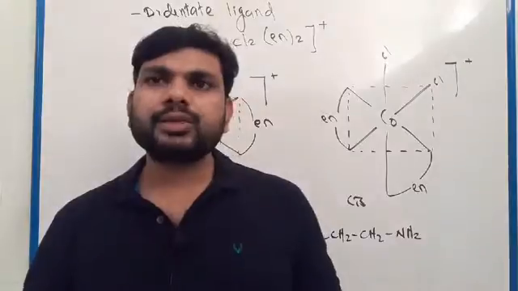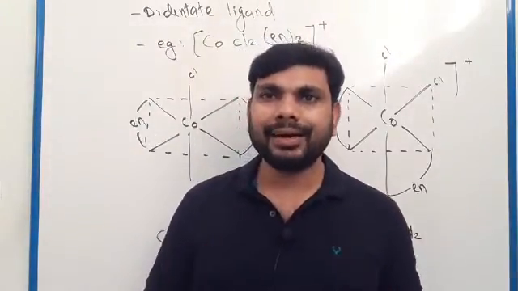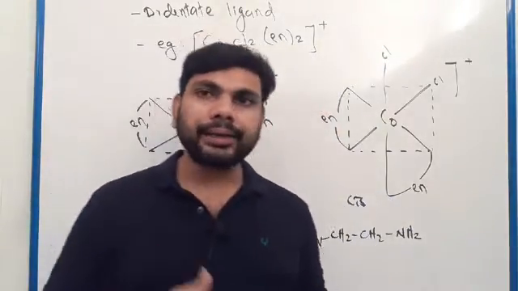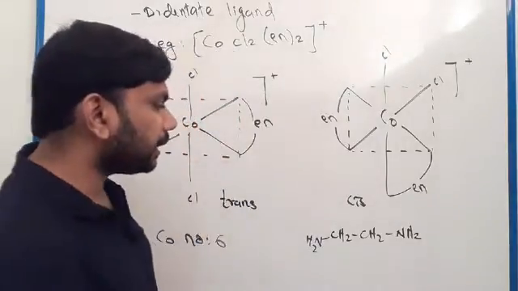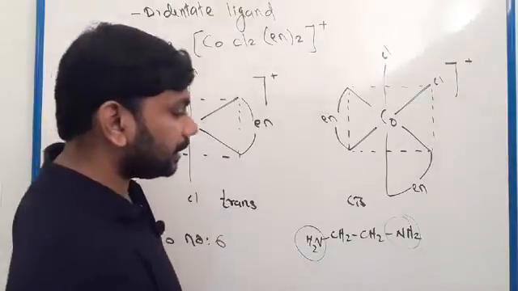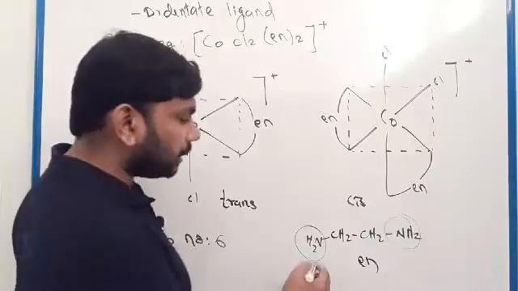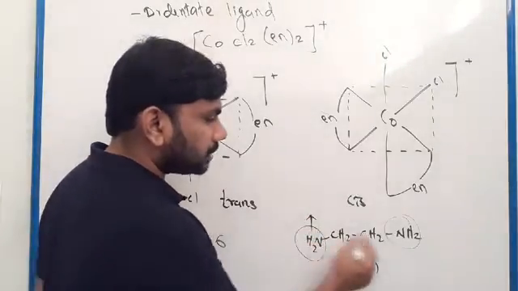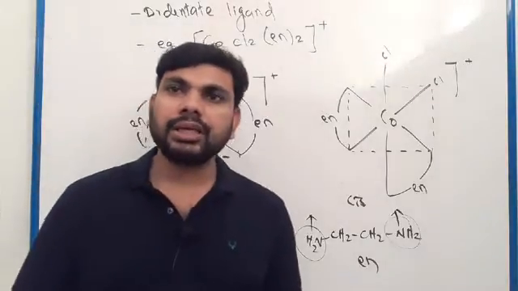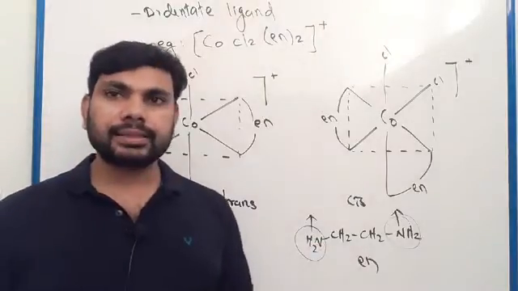Clear? Next we have to understand geometrical isomerism in didentate ligands. We know didentate or bidentate ligands are ligands which contain 2 donor atoms. Example of a didentate ligand: ethylene diamine, which contains 2 donor atoms, this nitrogen and this nitrogen. There are 2 nitrogens in ethylene diamine, so it is a bidentate ligand.